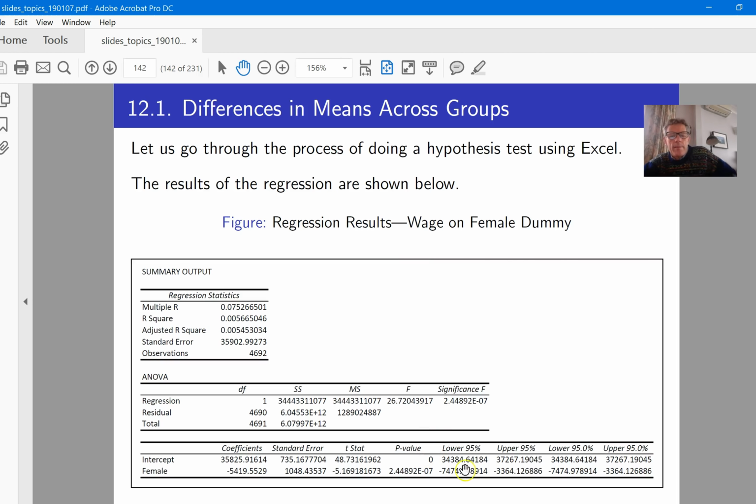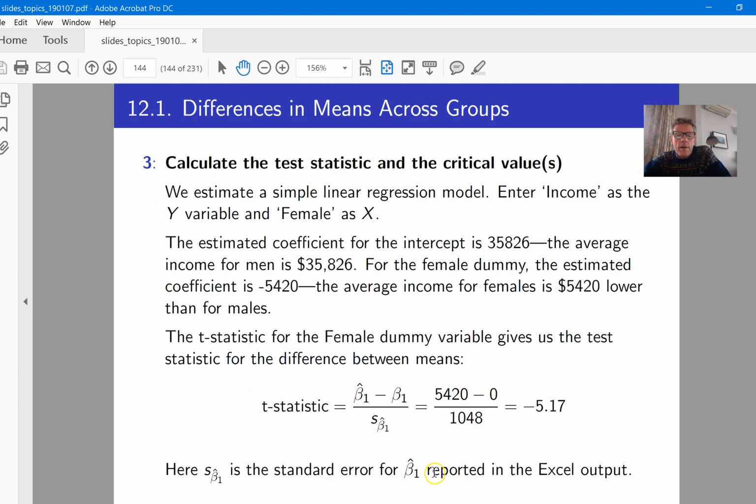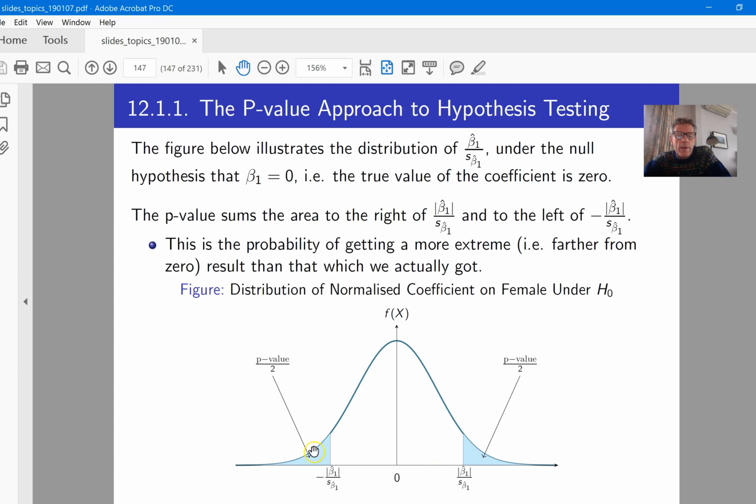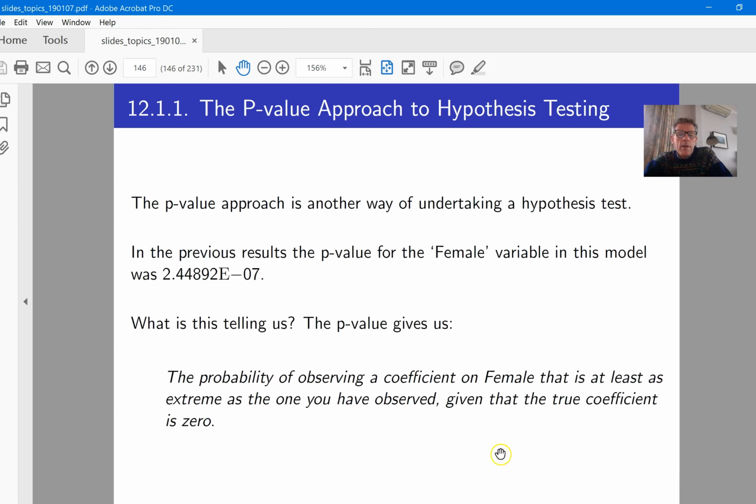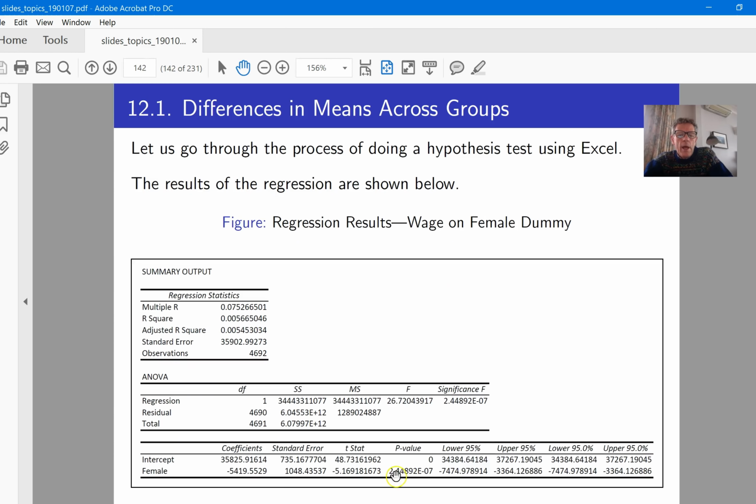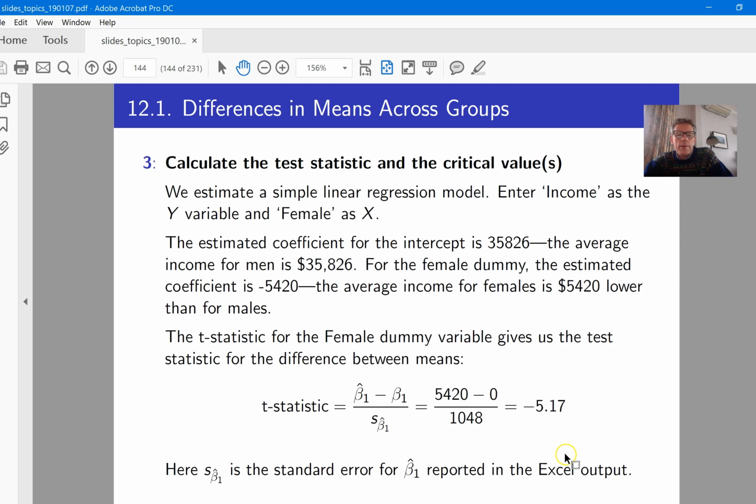Doesn't really make much difference here, but the p-value that Excel gives you assumes that you're doing a two-sided test. It doesn't know whether your test is one or two-sided, so it assumes two-sided. So it gives you the probability of getting a value as far or further in this direction, and then it kind of doubles it for the possibility that you might be going to plus 5,420. If you're only doing a one-sided test, then you need to take the p-value that Excel gives you and halve it, because you're only interested in the probability of being as far or further in the negative direction in this particular case, given the null hypothesis and the alternative hypothesis that you chose.